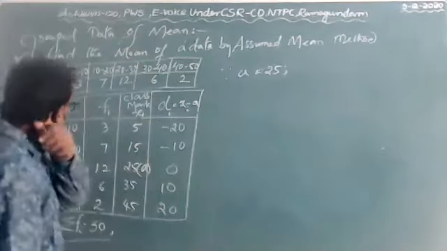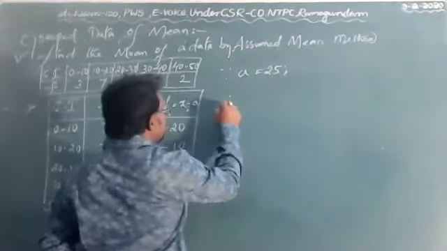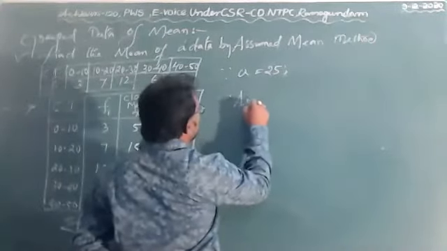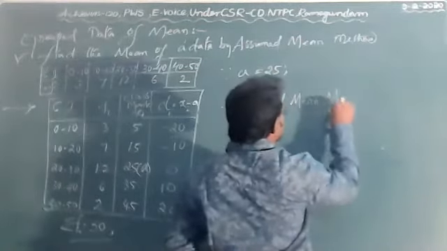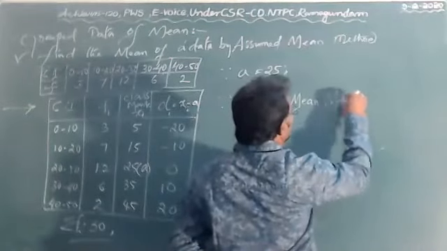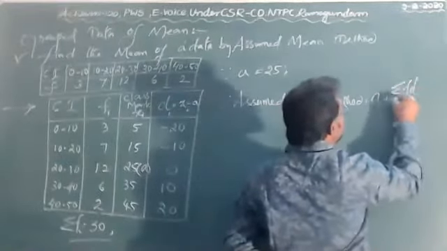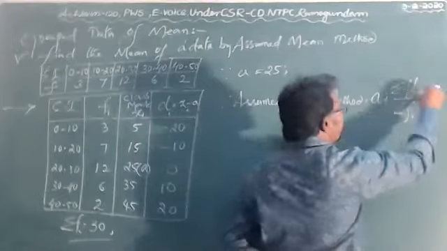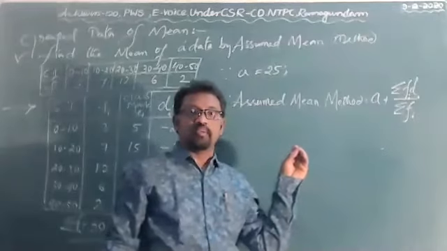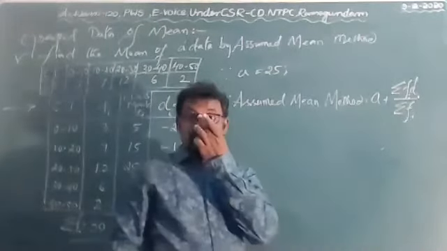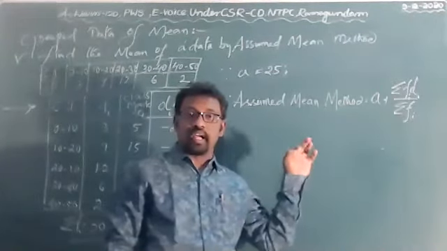Okay, children. Now you got D. Now let us take the formula first of all. What is this? Assumed mean method. What is the assumed mean? A plus sigma FD by sigma F. Is it okay, sir? A plus sigma FD by sigma F. This is the formula. Is it clear?